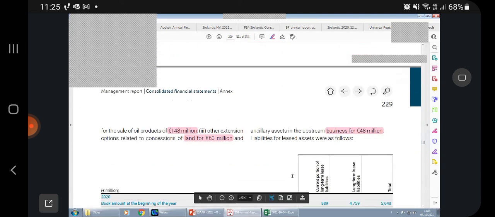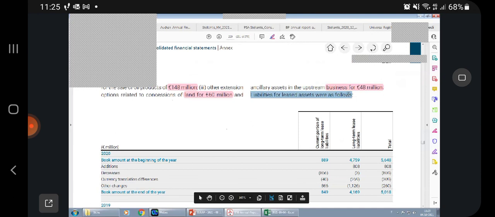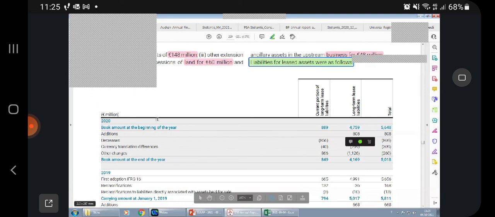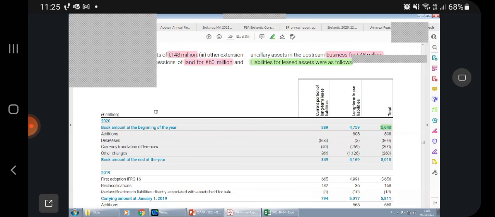What about the lease liability? The lease liability is described here. The amount at the end of the period was 5.6 billion. At the beginning of the period. At the end of the period, 5 billion.